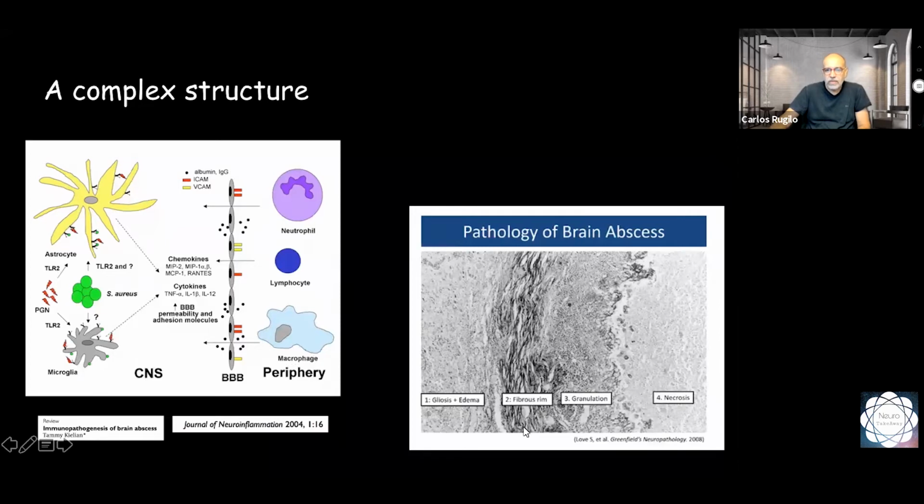But this structure is very complex. It has several layers. In the center, we have a necrotic core with debris. Then we have a layer of granulation tissue, then the fibrous rim, and surrounding all these, we have gliosis and edema.